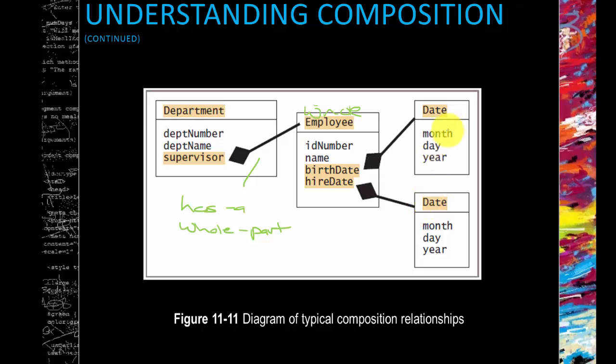Here, the date class has 3 fields, and those 3 fields form part of birth date and hire date. So which one is my whole and which one is my part? Well, birth date is my whole, whereas date here, my month, day, year, these form my parts. So that is why I say that birth date has a relationship to month, day, and year. Those are my different parts. So I have my wholes, and these are my different parts, month, day, year. So the parts over here will cease to exist if the whole ceases to exist, which refers back to composition.